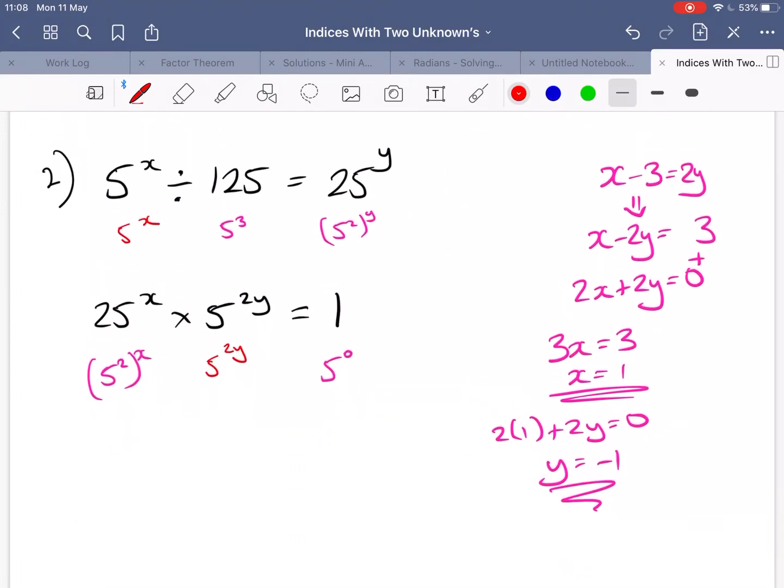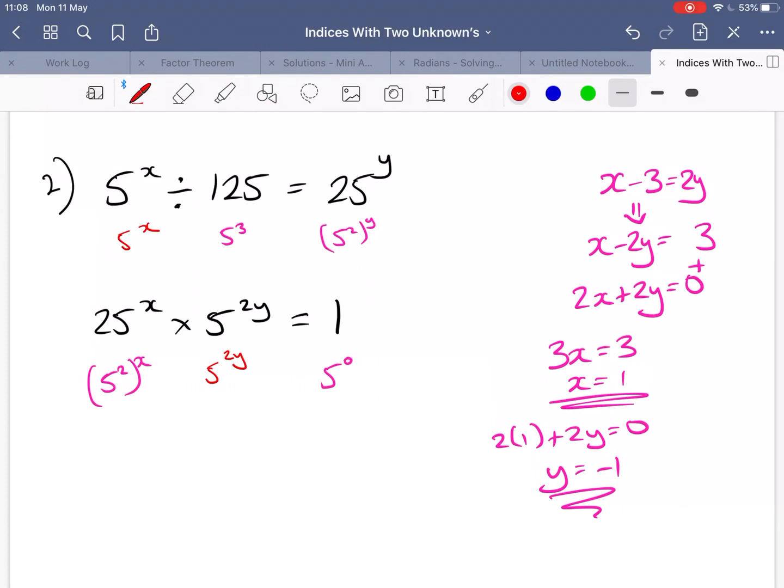Right, next one. 5 to the x divided by 5 to the power of 3, because that's what 125 is, equals 5 squared to the power of y. So when you divide 5 to the powers of, you take away. So I've got x take away 3 equals 2y for my first equation.